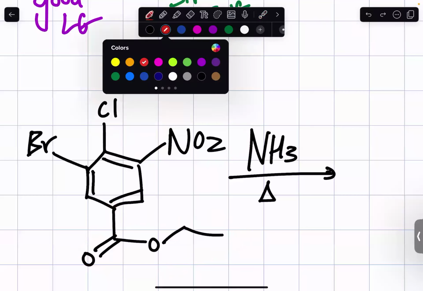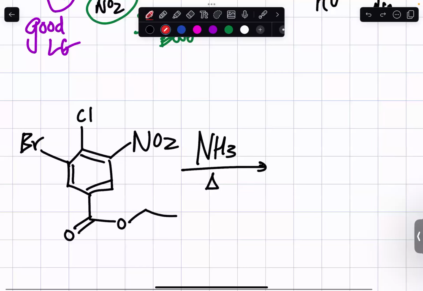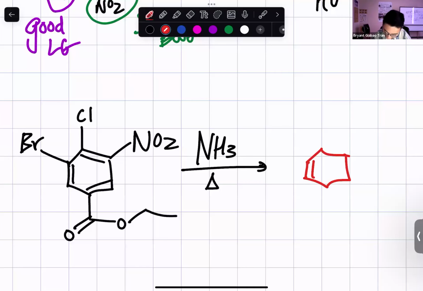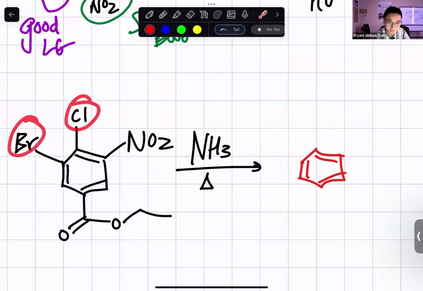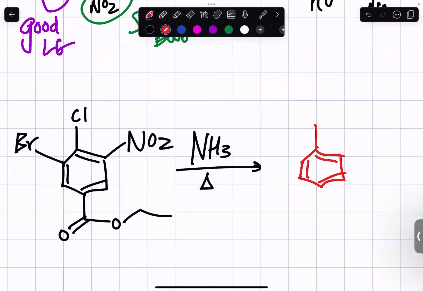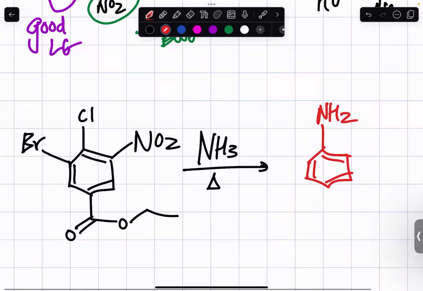Right. I was thinking at first, oh, bromine is going to be a better leaving group than chlorine, but then I was like, oh, the ortho and para groups are to chlorine, not to bromine. Yeah, that's why I changed up the halogens, just to try to trick you. Yeah, it works.